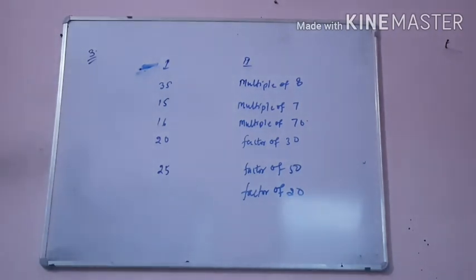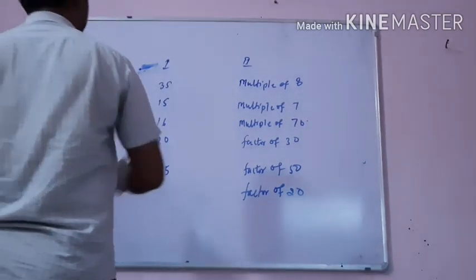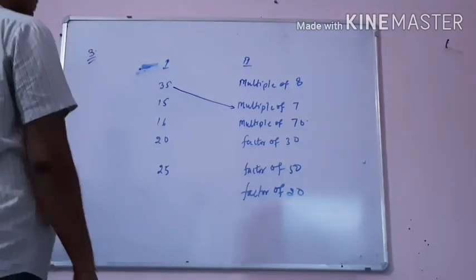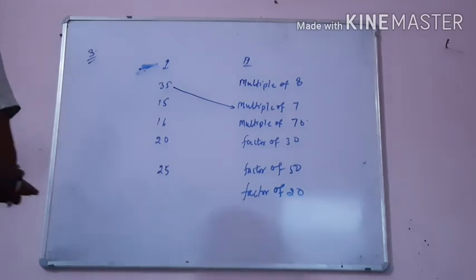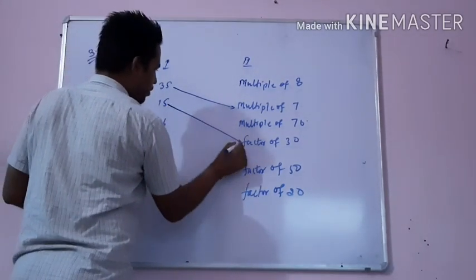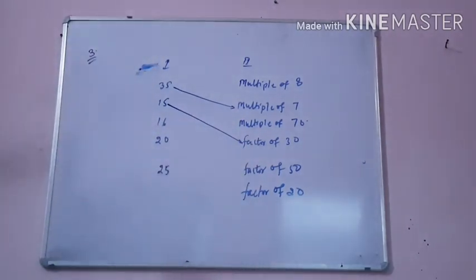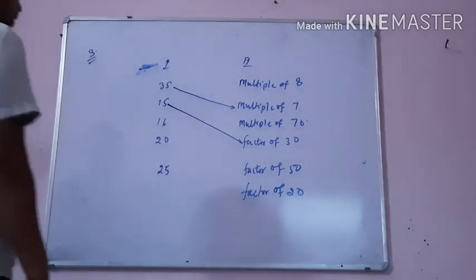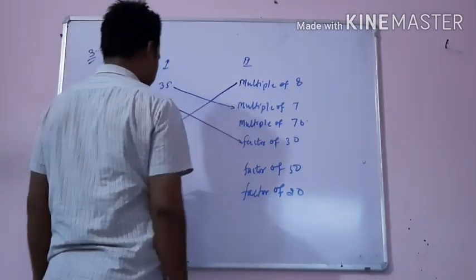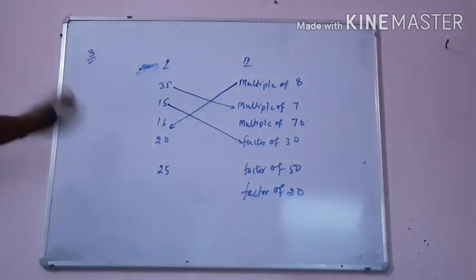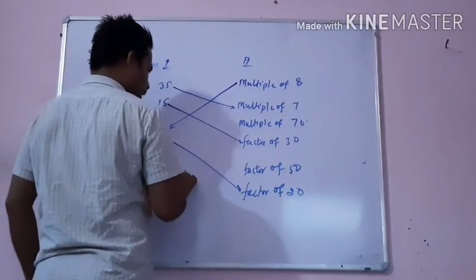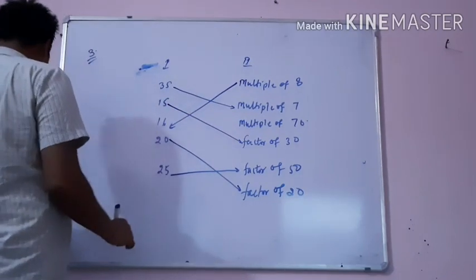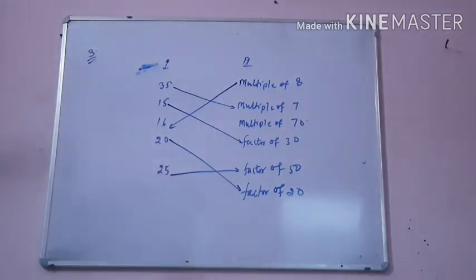Now 35. We can say that 35 is a multiple of 7. 15 is a factor of 30. 16 is a multiple of 8. 20 is a factor of 20. 25 is a factor of 50.